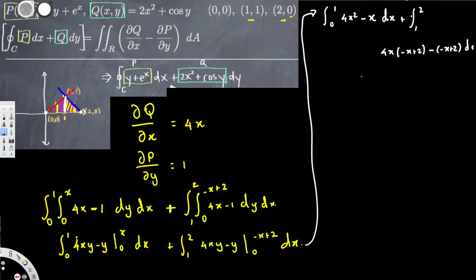Now let's simplify this one. Here if we integrate this one with respect to x, this is going to be just 4x cubed divided by 3 minus x squared divided by 2, and that's going from 0 to 1.